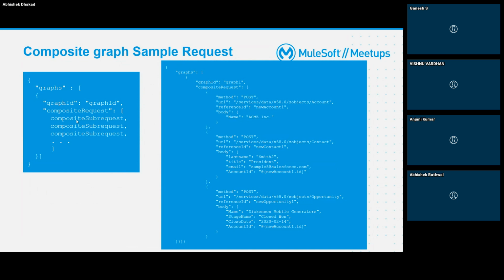In composite connector we have the option for transaction management, like allOrNone equal to true. Here by default it is true, it's compulsorily true. So that means if inside graph 1 any of the requests fails, entire graph 1 will fail. But if we have graph 1, graph 2, graph 3, and any of the requests fails in graph 1, that will not impact graph 2 and graph 3. So that's the beauty of composite graph. We can virtually segregate the requests.